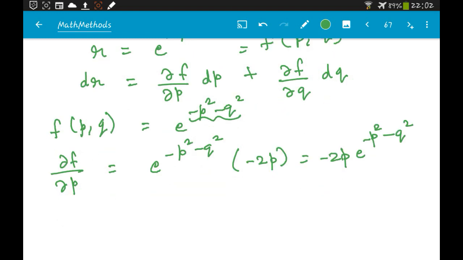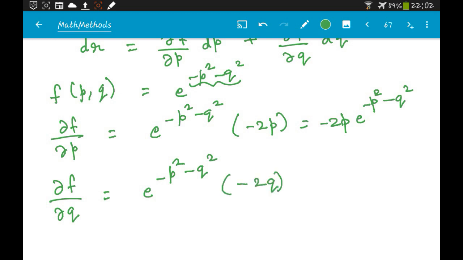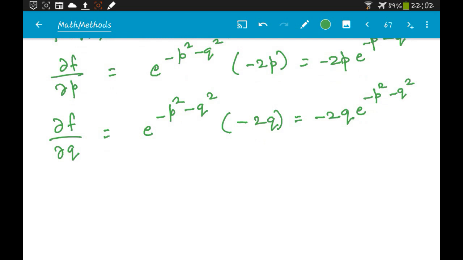Here we only get -2p because we are only differentiating with respect to p. So differentiation of q with respect to p will give you 0, right? That is why we only get -2p. Now ∂f/∂q will give you what? Similarly you can do it, so you will get e^(-p²-q²) into -2q. So you will get -2q e^(-p²-q²). So this is it.